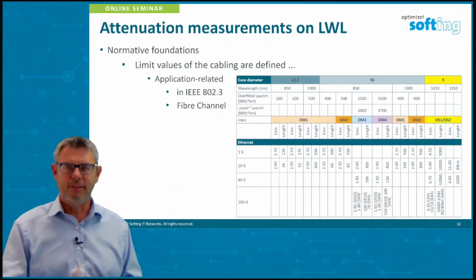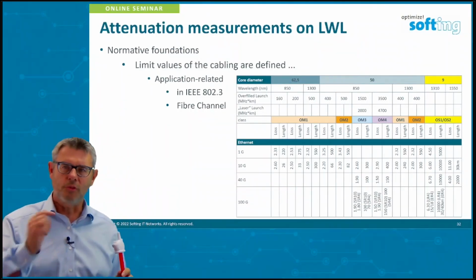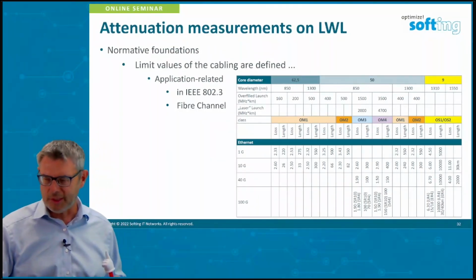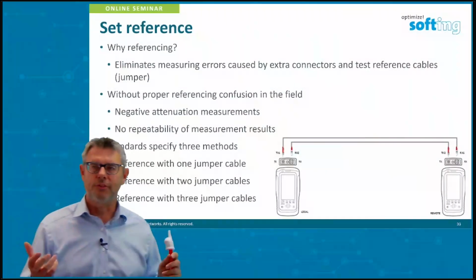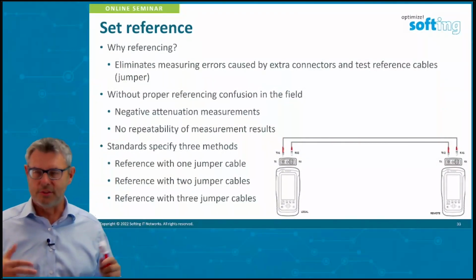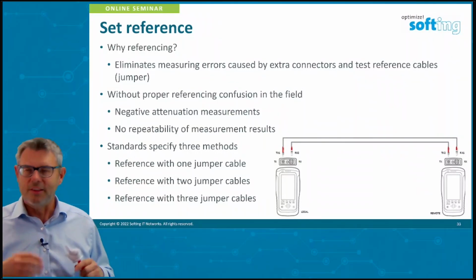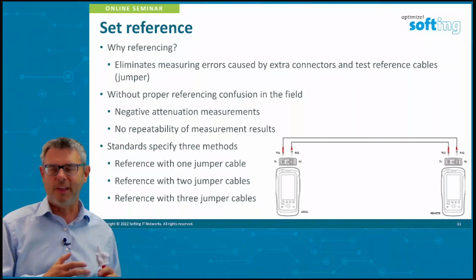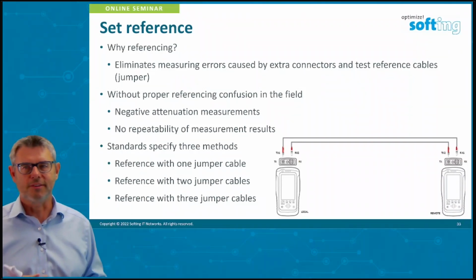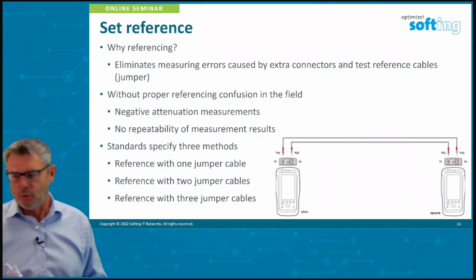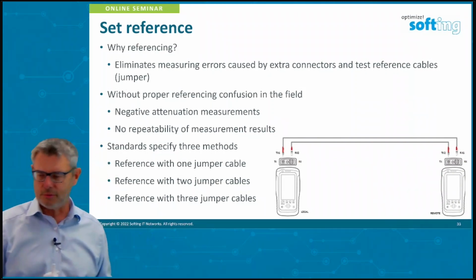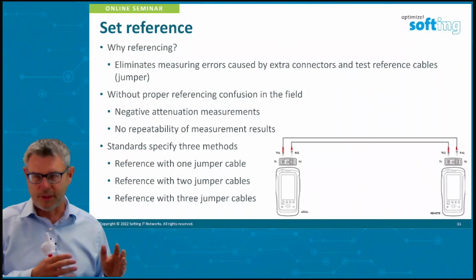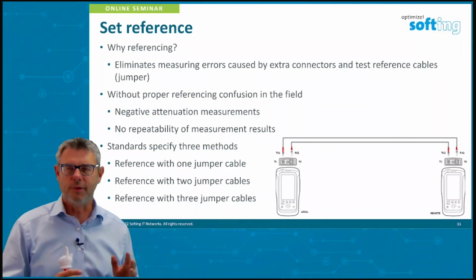If we employ test reference cords, we have to make sure before we do the measurement to get the influence of these test reference cords out of the measurement. And how do we do this? We do a set reference, okay? And this set reference is defined in the standard. Interestingly, there are different ways to do this set reference to get the influence of the measurement cords out of the game. And there are 3 ways defined in the standards: reference with 1 jumper cable, so 1 test cord, reference with 2 reference cords, and reference with 3 jumper cables. So it's 3 different ways.